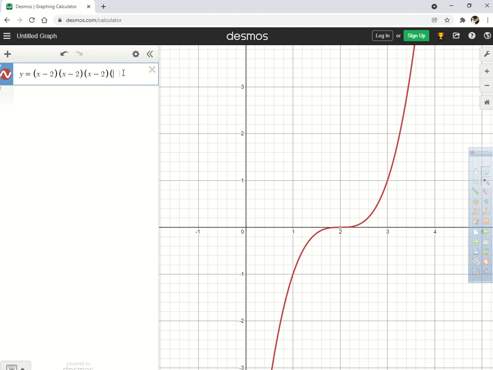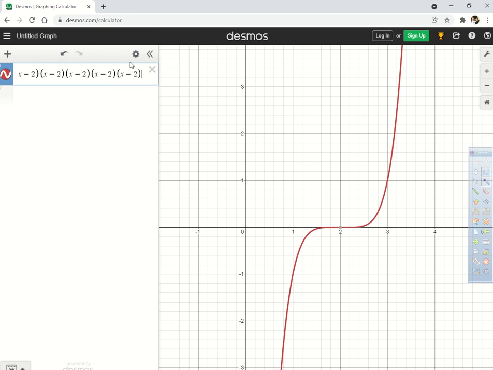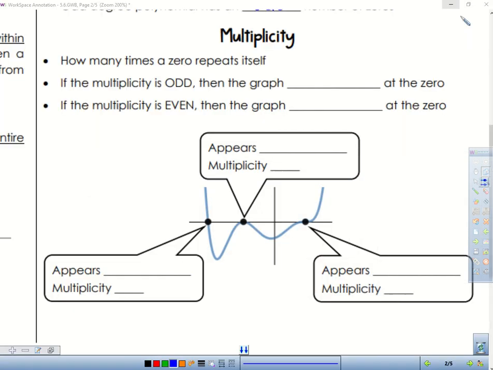And now if I put in a fourth one, we're not going to look at this too much in this class, but now it goes back up again. Okay? And now it has that shape that's like a quadratic, but it's more flat. So the more times you add in a zero, the flatter and flatter it gets, and it switches from crossing to bouncing to crossing to bouncing. You cross when you're at an odd multiplicity, you bounce when you're at an even, okay?